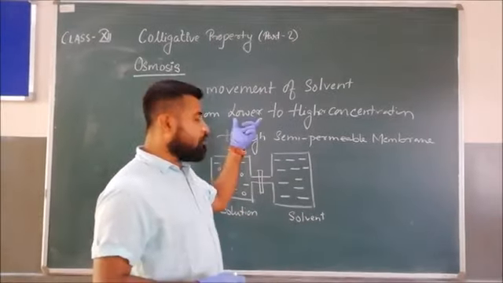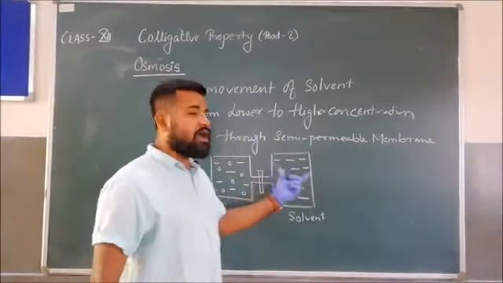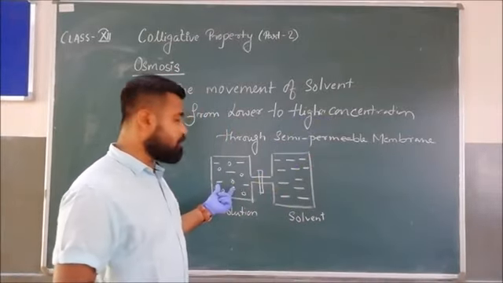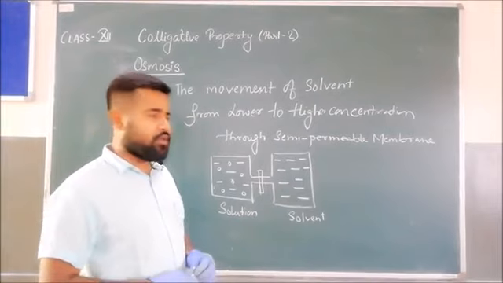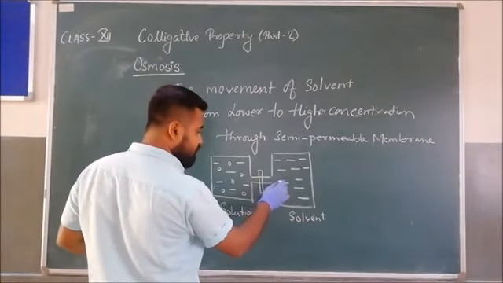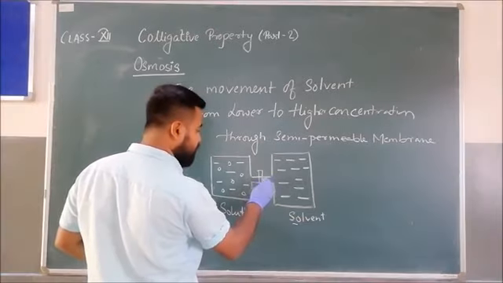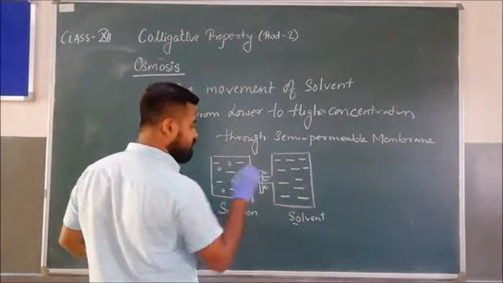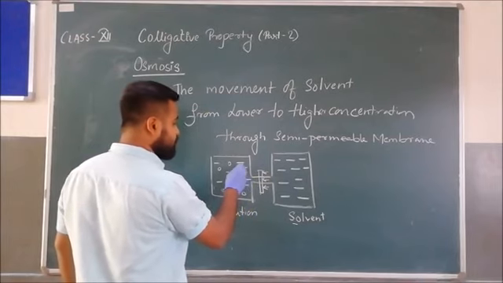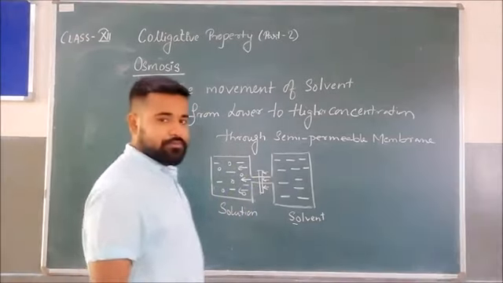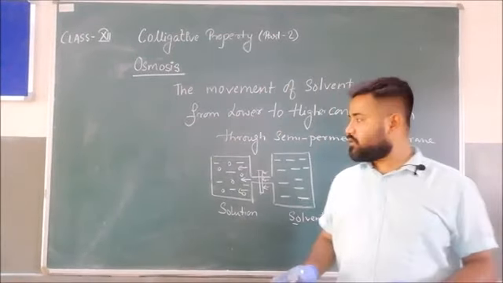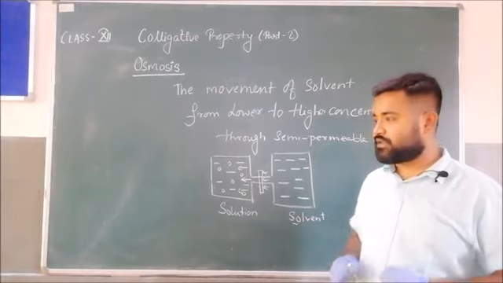Lower concentration of solute means higher concentration of water, and higher concentration of solute means lower concentration of water. So what happens in osmosis? The water molecules, meaning the solvent molecules, move through the semi-permeable membrane towards the solution. Clear? This process is called osmosis.